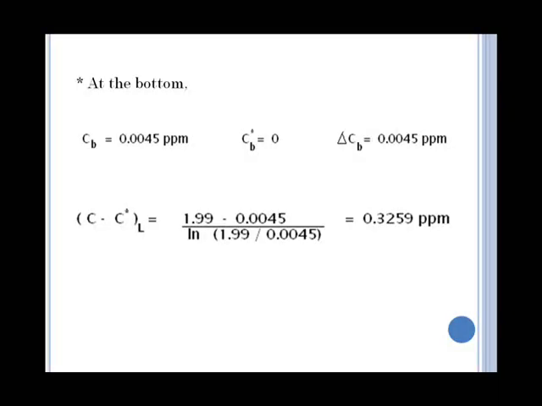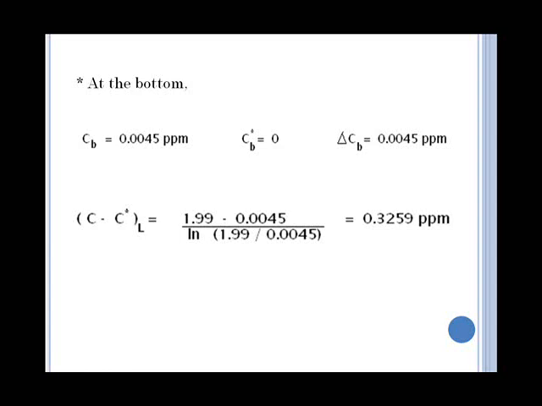For the denominator of the formula, we are given CB, which is equal to 0.0045 parts per million, or the desired amount of TCE at the product, and CB star equals 0. Now delta CB becomes 0.0045 parts per million.